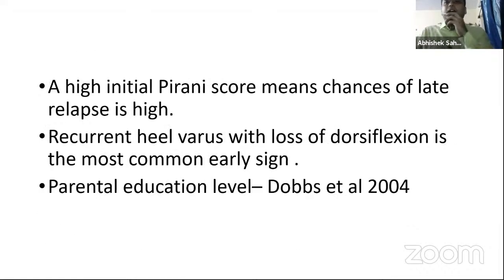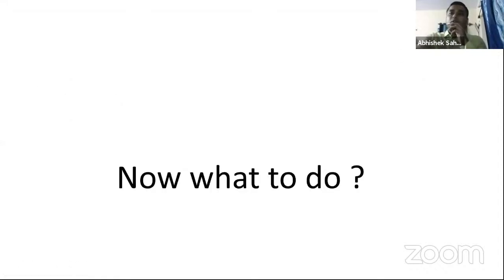A high initial Pirani score should again serve as a red flag that the chances of relapse are very high. And recurrent heel varus with loss of dorsiflexion is again a very early sign that we normally see in case of relapse. And as mentioned, I just put this point here to make it more prominent. The parental educational level, as Dobbs et al. had mentioned in 2004, normally carries a high chance. So we have to keep talking with the parents, as well as ensure how educated they are. Now, what to do?